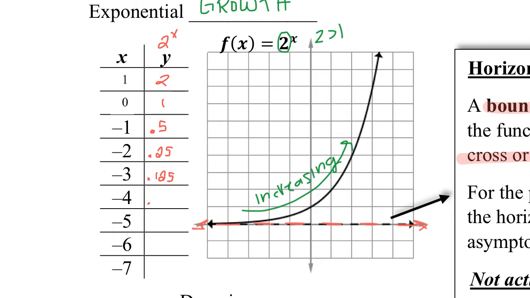2 to the negative 4 is 0.0625. 2 to the negative 5 is 0.03125. 2 to the negative 6 is 0.015625. 2 to the negative 7 is 0.007813. If you look at these y values, they're getting smaller and smaller as you decrease your x's, but you never actually hit 0. You're going to keep getting smaller and smaller decimals, which means you get closer to 0, but you never actually touch it. That's why we have an asymptote, a boundary, at y equals 0.